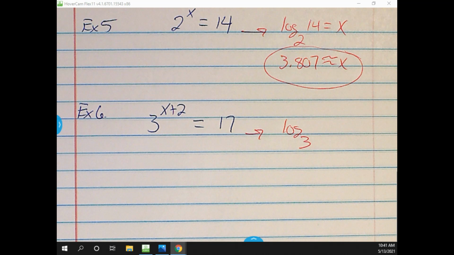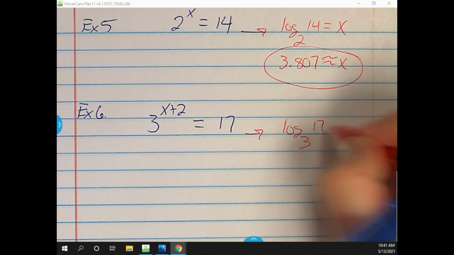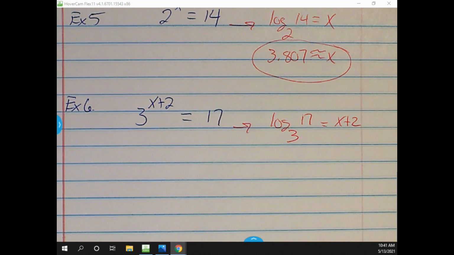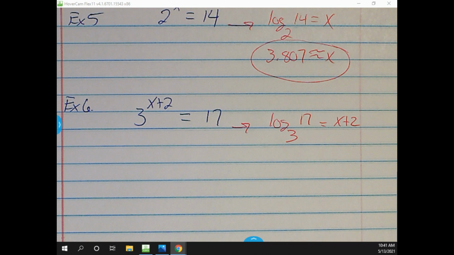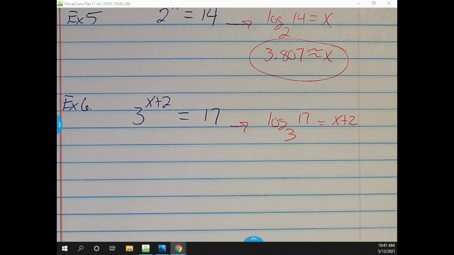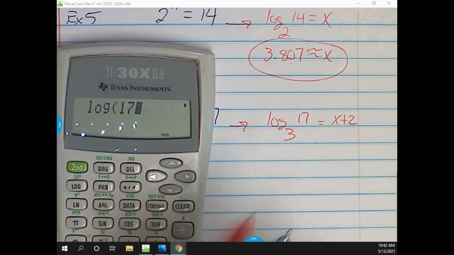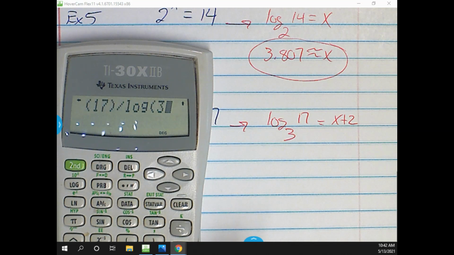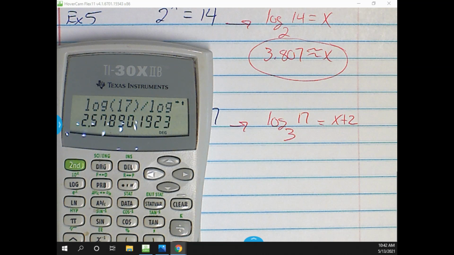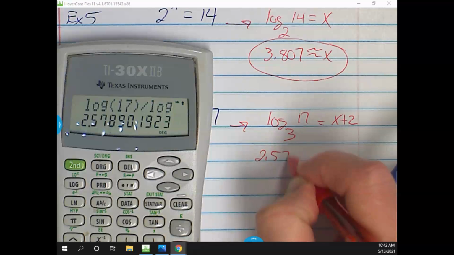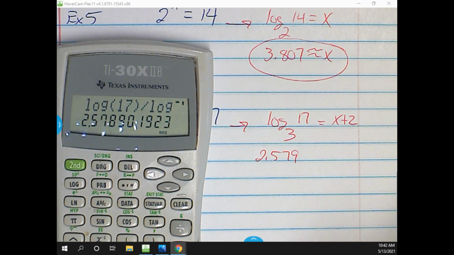Rewrite it to log base 3. And again, switch these two up. The 17 goes here, and then the x plus 2 would go there. All right. And again, this goes with the calculator. So you're going to do log of 17 base 3. Just log of 17 divided by log of 3. That is 2.579 if we round that off to 3 decimal places.